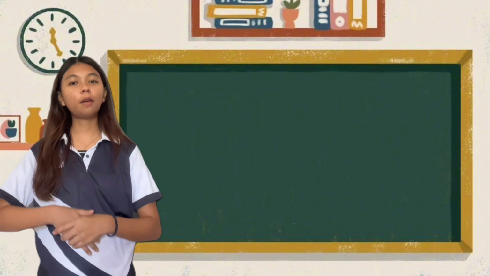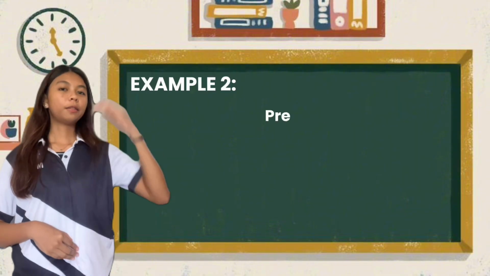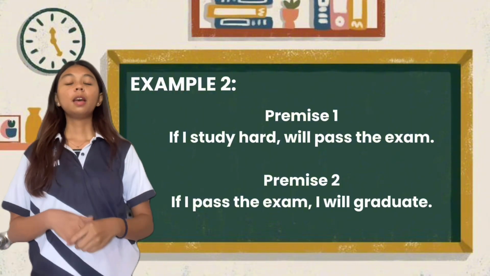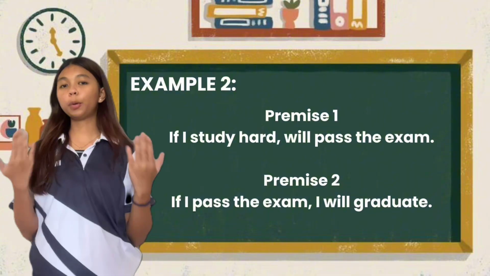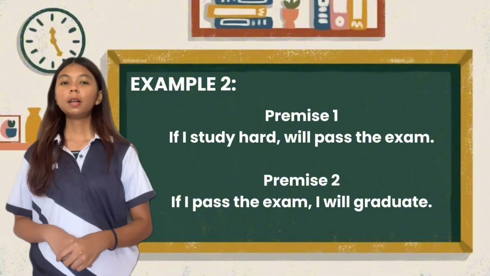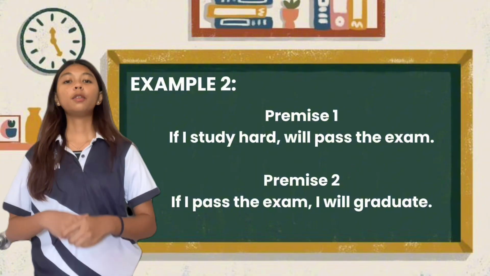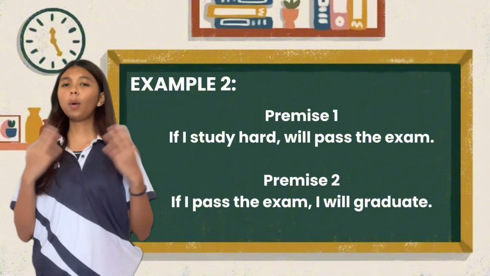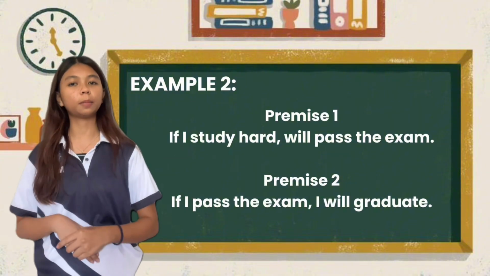Now, let's have another example. These are our premises. First premise, if I study hard, then I will pass the exam. The second premise, if I pass the exam, then I will graduate. So what is the logical conclusion?